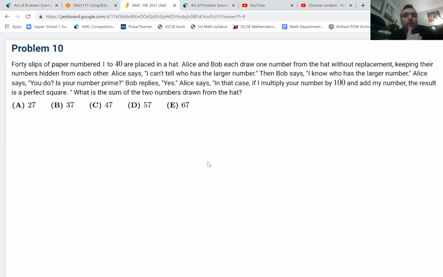So what do we know? We know Alice does not have 1 or 40, and we know Bob has either 1, 2, 39, or 40. But then Alice says, is your number prime? And Bob says, yes. Well, out of those 4 numbers, the only one that's prime is 2. So we know Bob has 2. Okay, so now we know that.